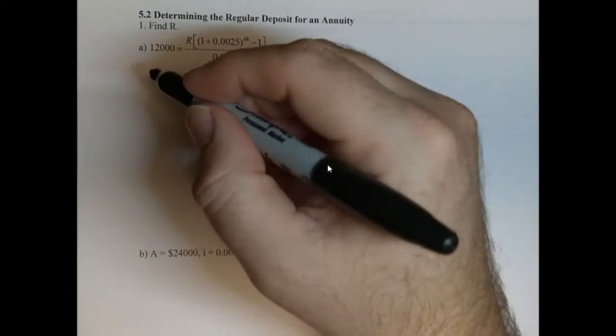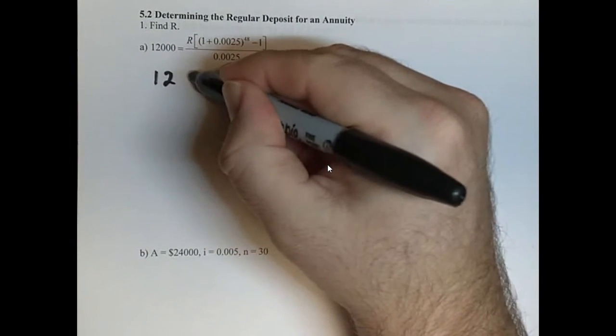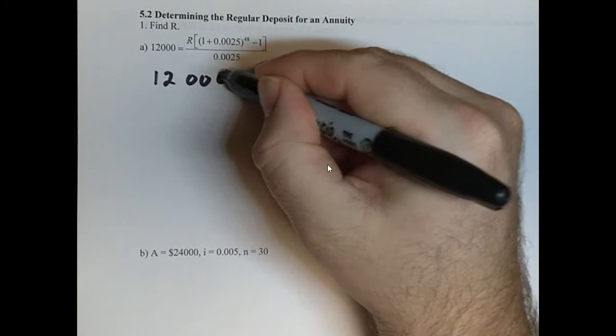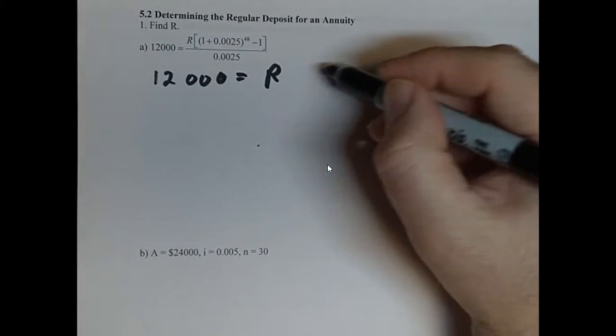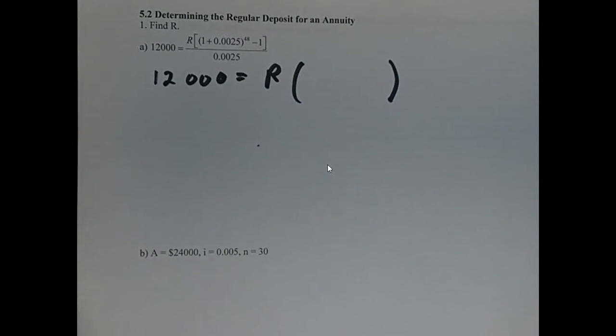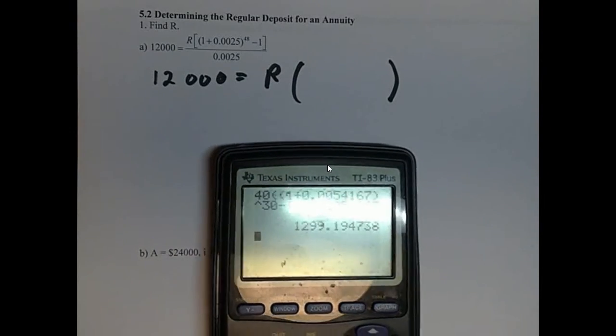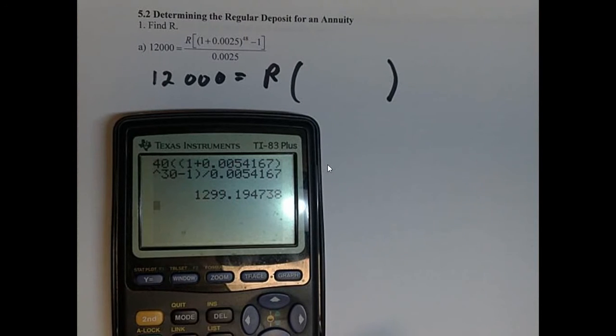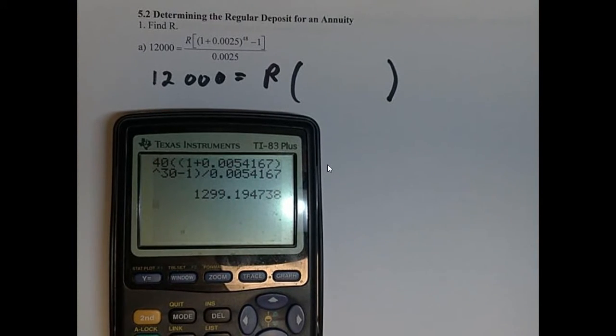So how do we do that? Well, we put 12,000, and we put R here, and we're just going to get an answer on our calculator for all this. So we're going to go into our calculator here. I'm going to put all those numbers into the calculator. So I'll clear all this.